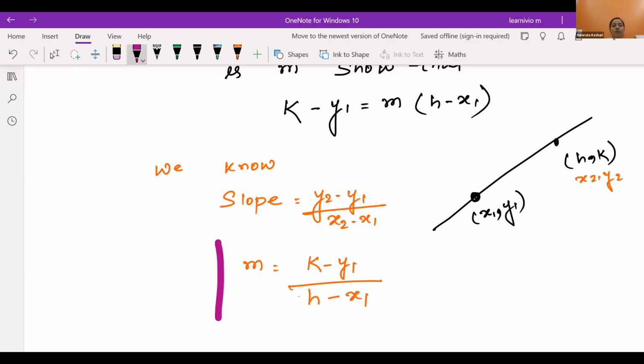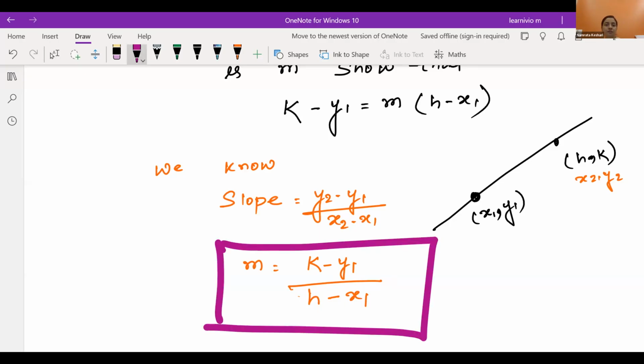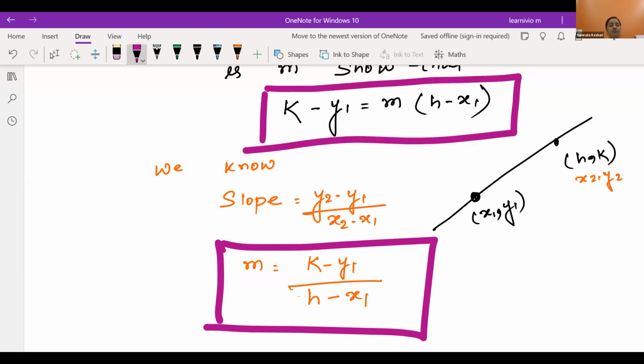Can you see we got the proof? Yes, ma'am. Is it that simple? Yes, it is that simple. Okay, you just substituted everything in the formula and you got the proof.